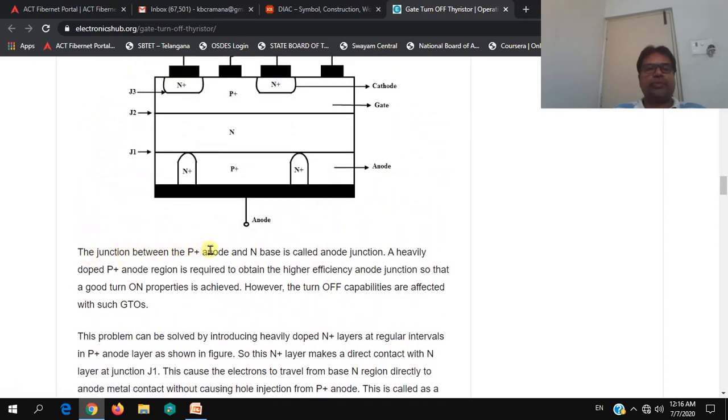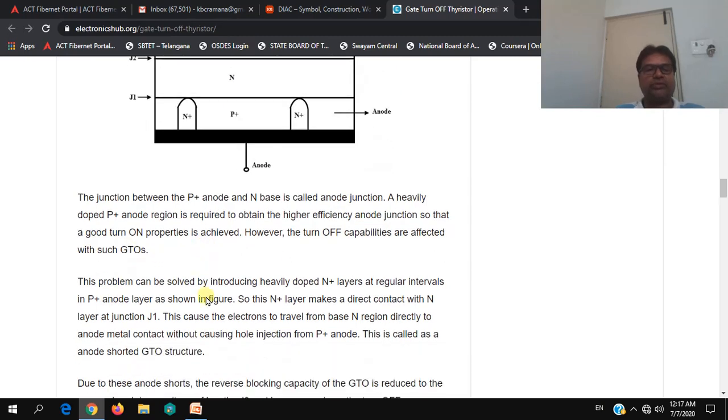The junction between the P plus anode and N base is called the anode junction. A heavily doped P plus anode region is required to obtain a higher efficiency anode junction so that a good turn-on property is achieved. However, the turn-off capabilities are affected with such GTOs. This problem can be solved by introducing heavily doped N plus layers at regular intervals in the P plus anode region, which make direct contact with the N layered junction.